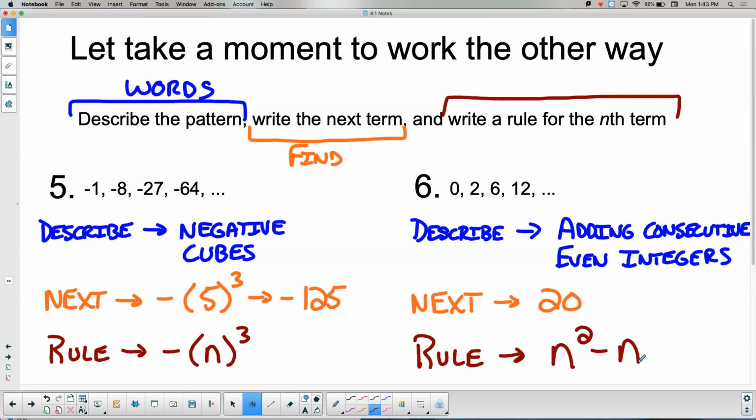Okay. Your rule can't just work on one term. Your rule has to work for all the terms. I'll say that again. The rule that you come up with has to work on all of your terms, not just one. Okay?